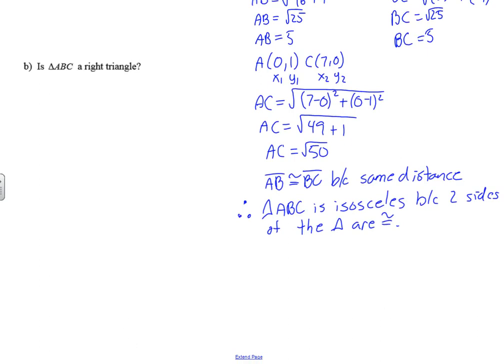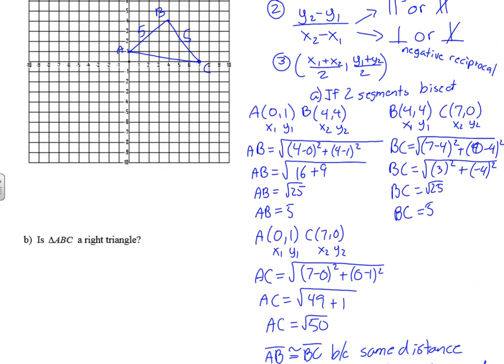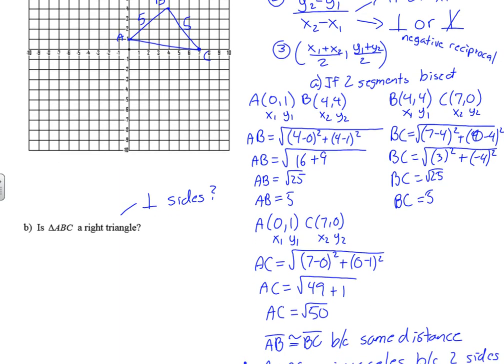Okay, now is triangle ABC a right triangle? So let's go back and look here. And what we want to think about with a right triangle, the question we're asking is, do we have perpendicular sides? That's really the question. If they're perpendicular, then they form a right angle. If it forms a right angle, then it's a right triangle. So as I look at this picture, it looks like where that could happen would be possibly at point B, maybe a right angle. So we're going to do the slope.